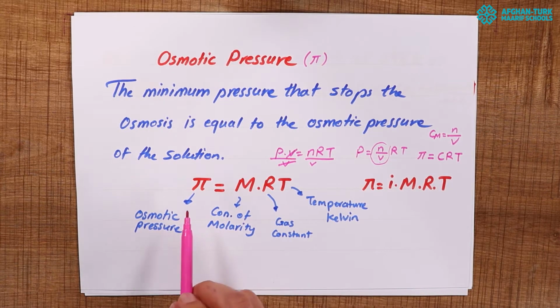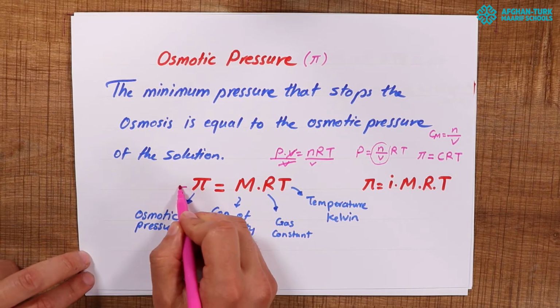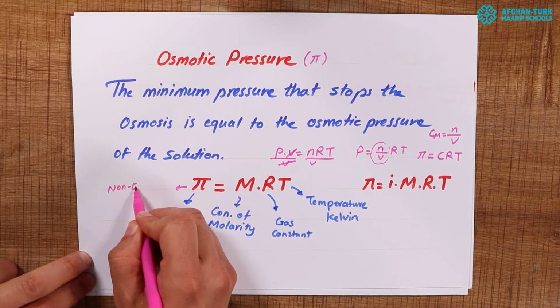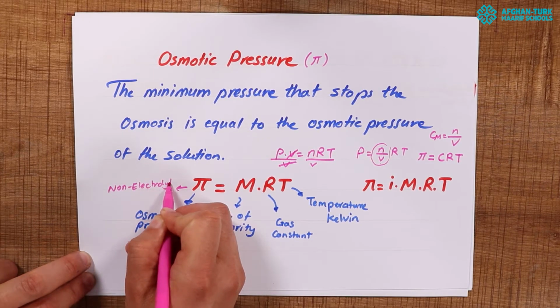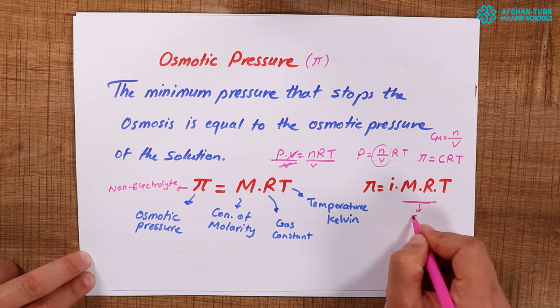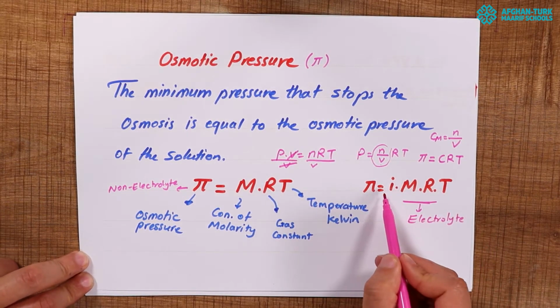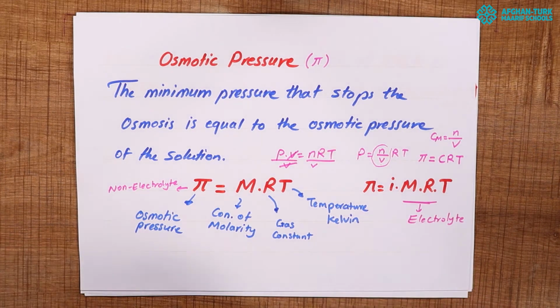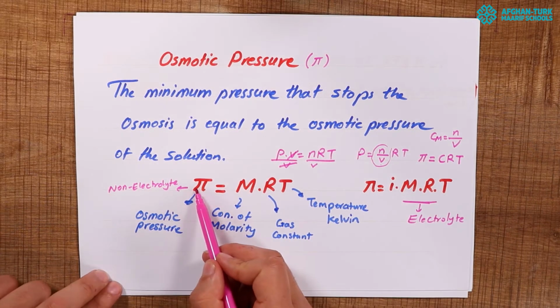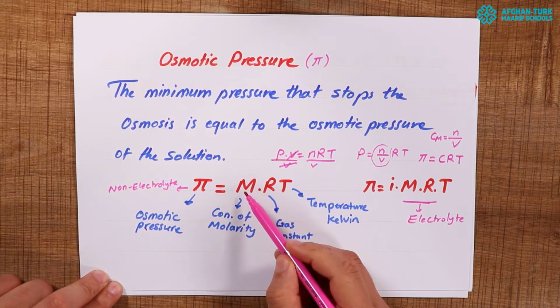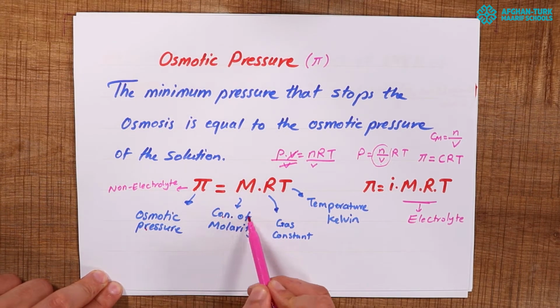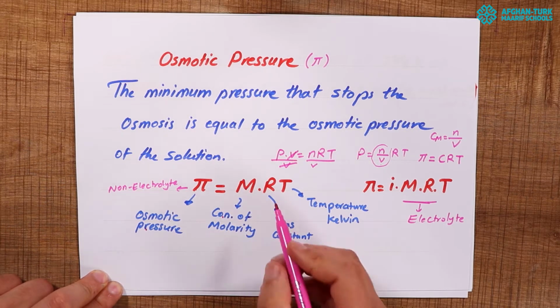It means we have two formulas for finding the osmotic pressure. One of them belongs to a non-electrolyte solution. Also, this one belongs to an electrolyte solution, because here our formula has the van't Hoff factor i. According to this formula, pi shows the osmotic pressure. What is the capital M? It shows the concentration of molarity, not molality.